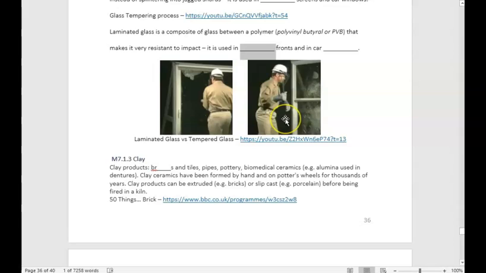Anyway, vitrine means glass, right? Or shop front specifically. So the idea of shop fronts, you want them to be strong so that people can't smash into them and steal all your good stuff, right?